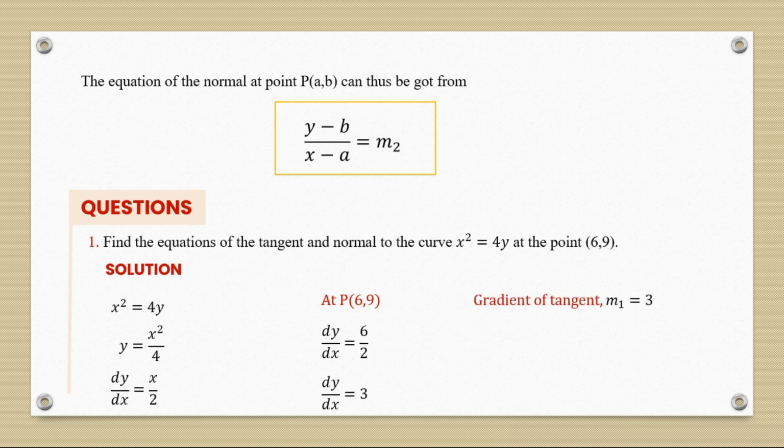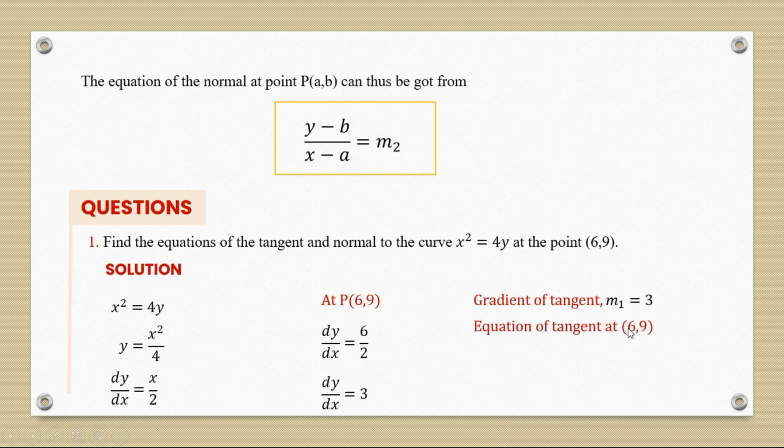Now that we know the value of dy/dx, remember the gradient of the tangent m1 is equal to 3. Remember, the gradient of the tangent at a point is equal to the gradient of the curve at that point. That's why we have m1 equal to 3.